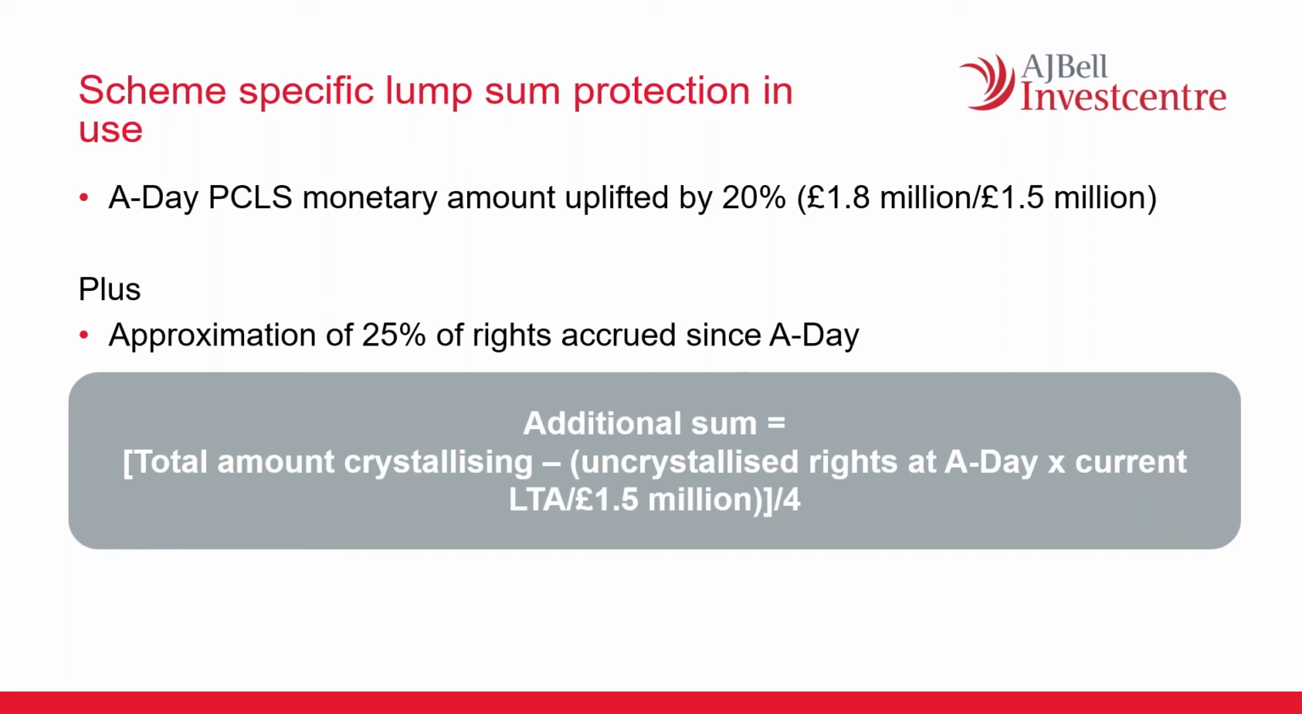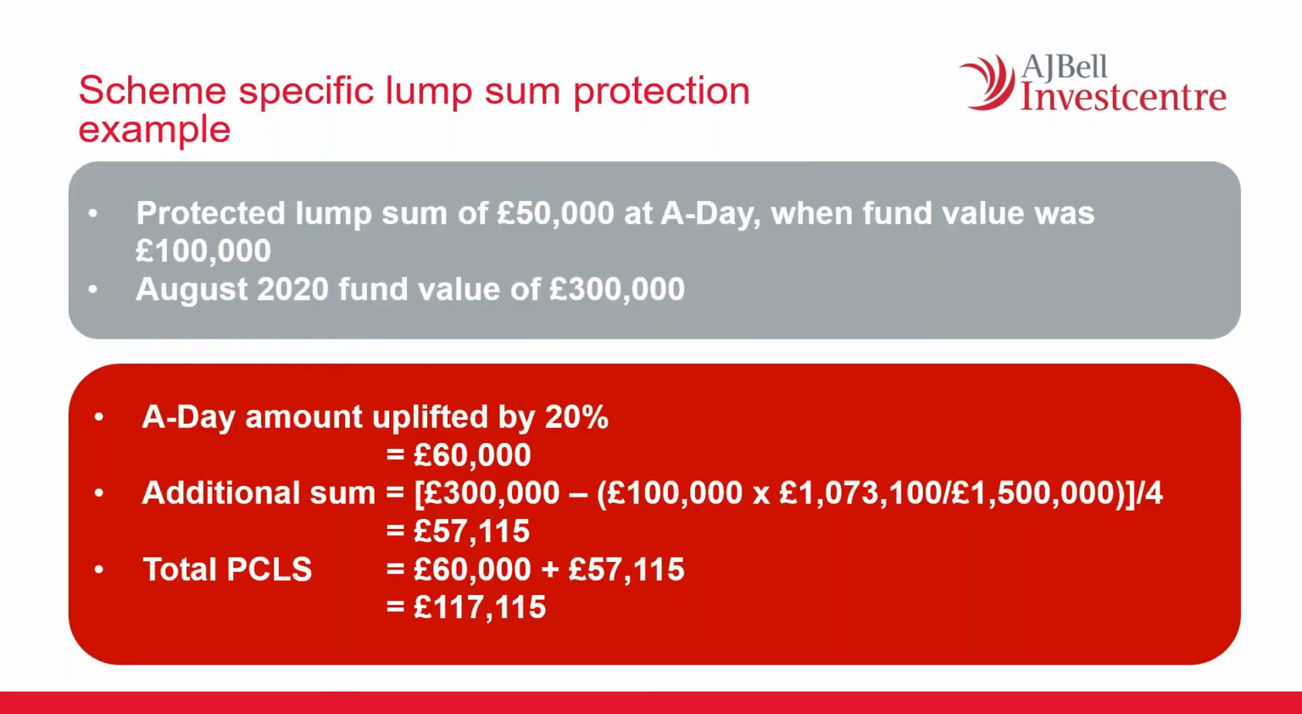So I'll give you an example to hopefully make that clearer. Put some numbers on it. If we have somebody who had a protected lump sum of £50,000 at A-Day when the fund was valued at 100,000, they now in August 2020 have a fund value of £300,000.